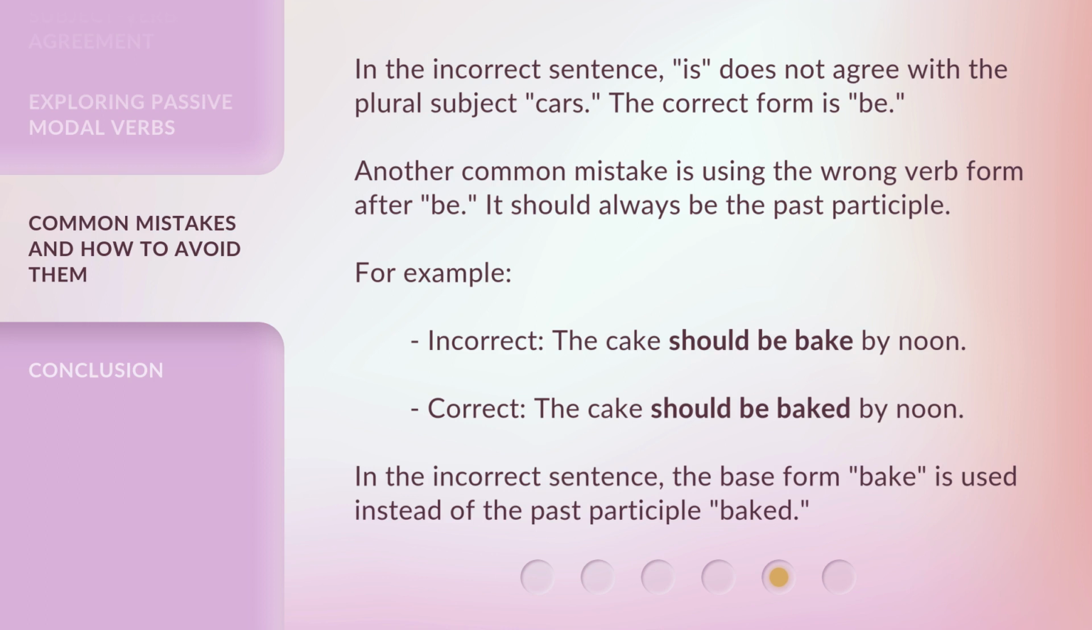Another common mistake is using the wrong verb form after be. It should always be the past participle. For example, incorrect: the cake should be bake by noon. Correct: the cake should be baked by noon. In the incorrect sentence, the base form bake is used instead of the past participle baked.